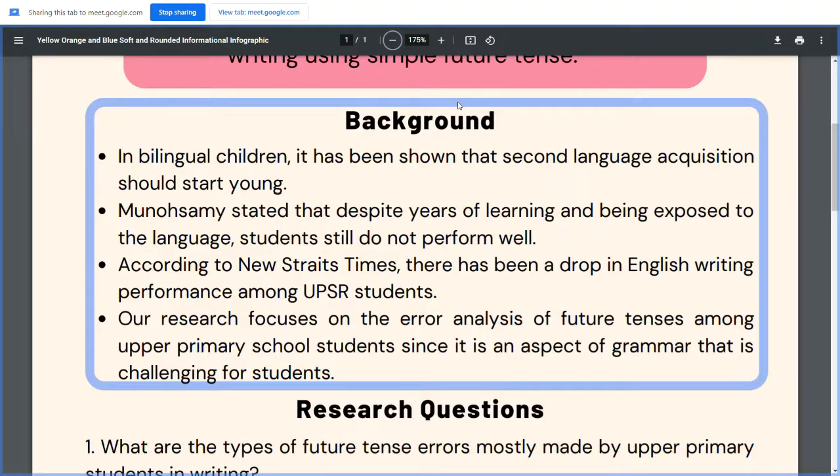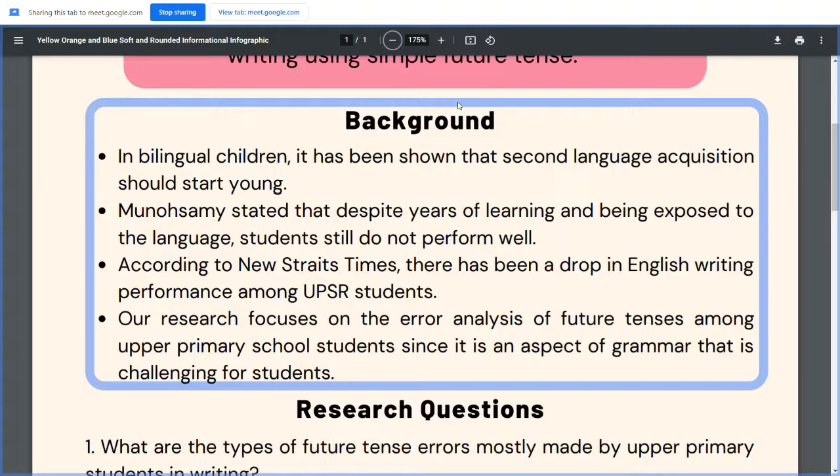Now, although they are being exposed to this language, according to Munasami, despite years of learning and being exposed to the language, children still do not perform well. The result of this is that, according to New Straits Times, there has been a significant drop in English writing performance among UPSR students. This is in the year 2019, before the pandemic hit, where the UPSR examination was still going on.